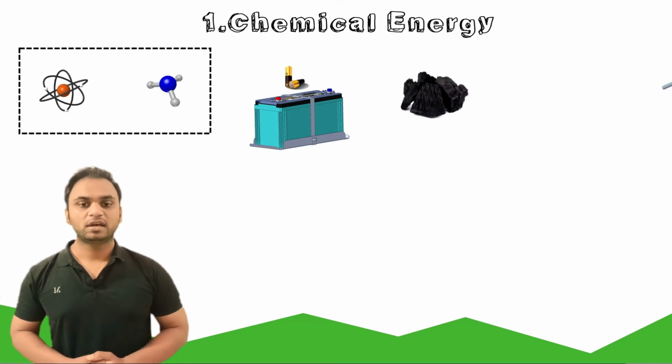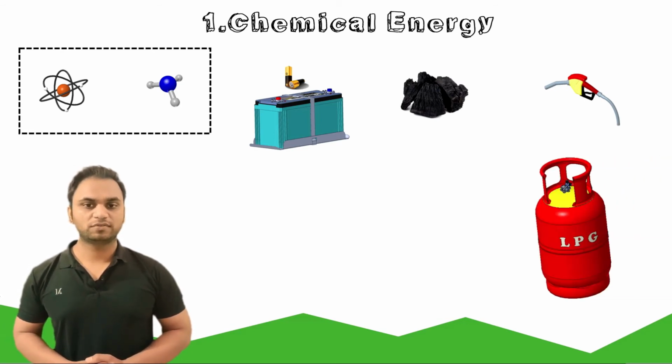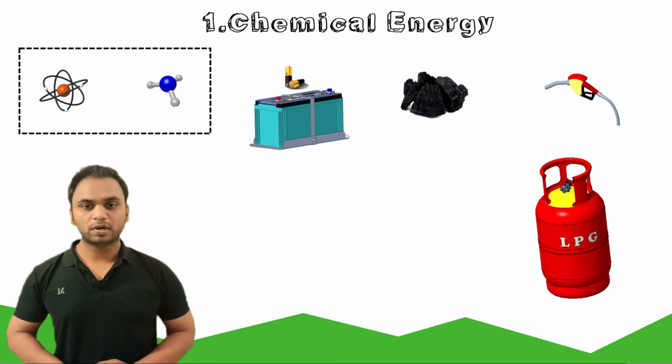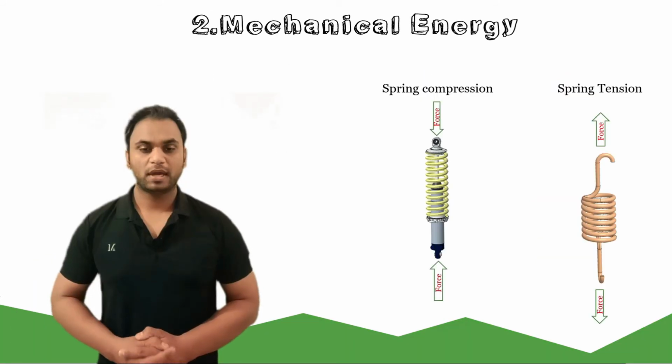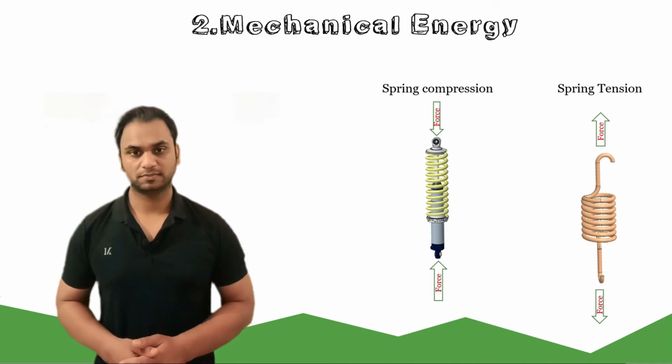Chemical energy is converted into thermal energy through the law of conservation. When we burn the coal, the chemical energy of coal is converted into thermal energy or the heat energy. Mechanical energy is stored in objects due to compression or the tension. Examples of mechanical energy are stretched bend and springs.